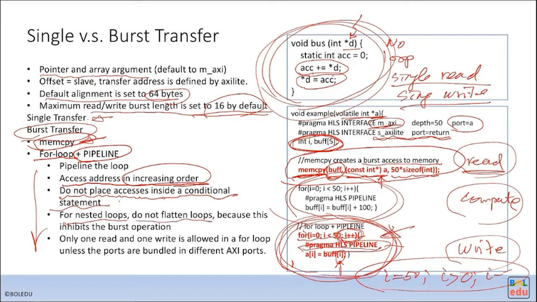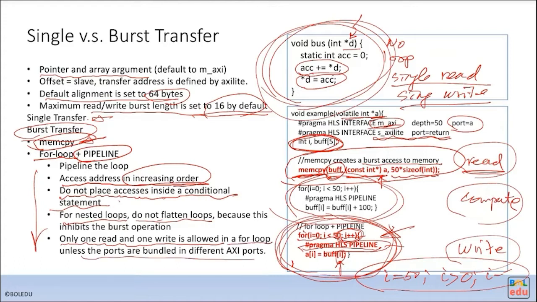Because once you flatten the loop, the sequence of memory access will be random, or there is no guarantee. So don't flatten the loop. Also, only one read and one write is allowed for the for loop.